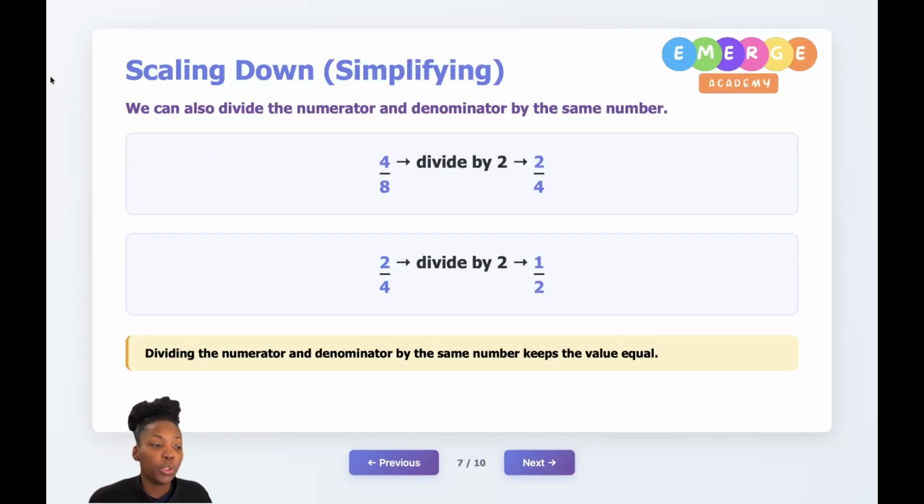Let's have a look at a rule we call scaling down, or another way to call it is simplifying fractions. Now, we will go into more detail on simplifying.